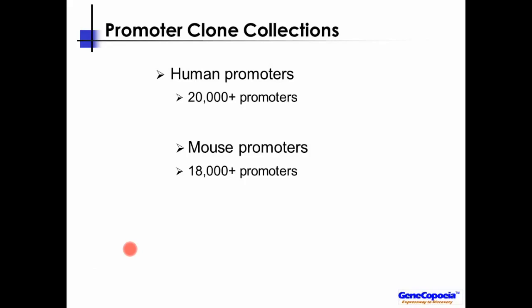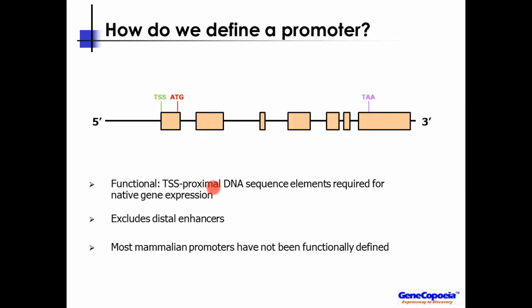So for transcriptional regulation, these are great. For the human promoters, we have a collection in our database of more than 20,000 promoters, and we have more than 18,000 mouse promoters. All right, so how do we define a promoter?